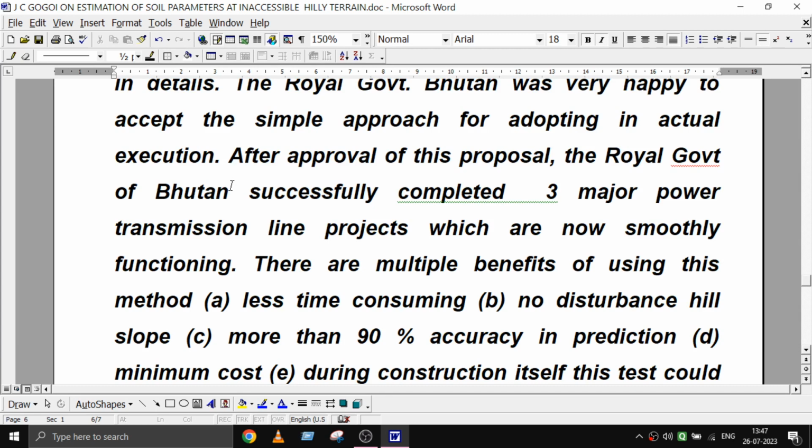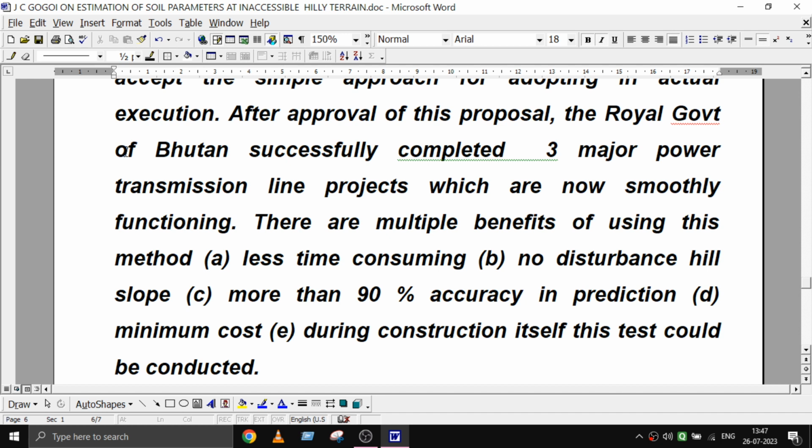More than 90% accuracy in prediction. We can predict settlement, density, void index, elastic modulus, porosity, everything we can calculate from this test. I am not covering how to calculate the maximum density from this method here, since I am concentrating on foundation design only. And during construction itself, this test could be conducted. You see, less money, less time, no natural disturbance, and during construction itself, the test could be conducted.